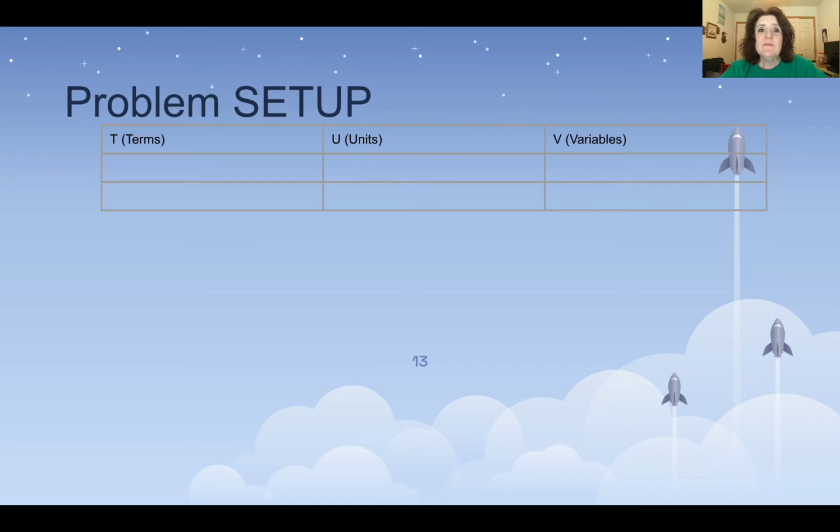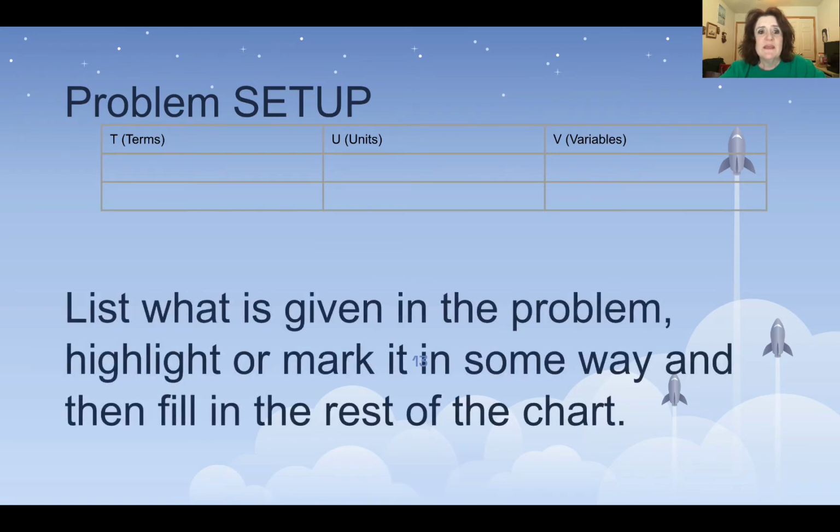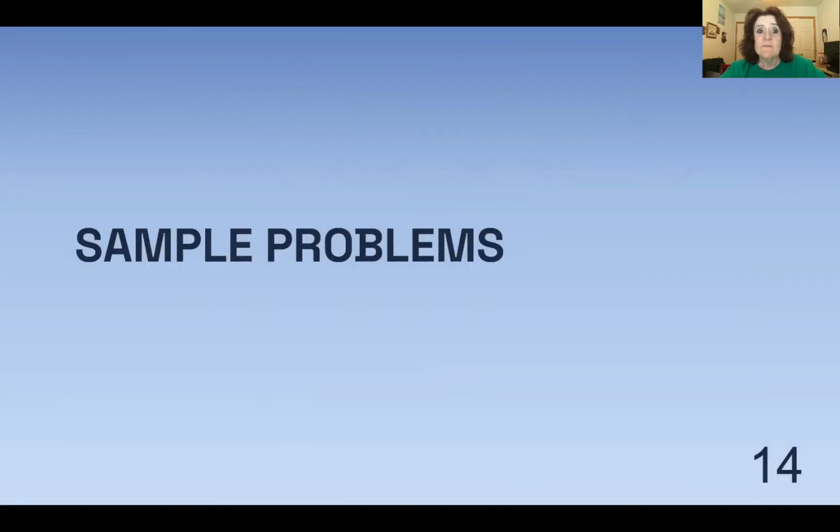So, problem setup. You will make a chart that has terms, units, and variables. Trust me, it's the easiest way to get the information out of the problem. This list is what's given in the problem, highlight it or mark it in some way, and then fill in the rest of the chart based on what you know.